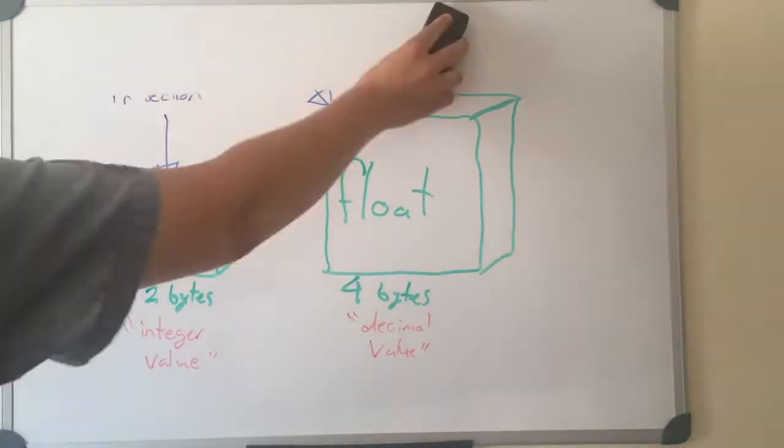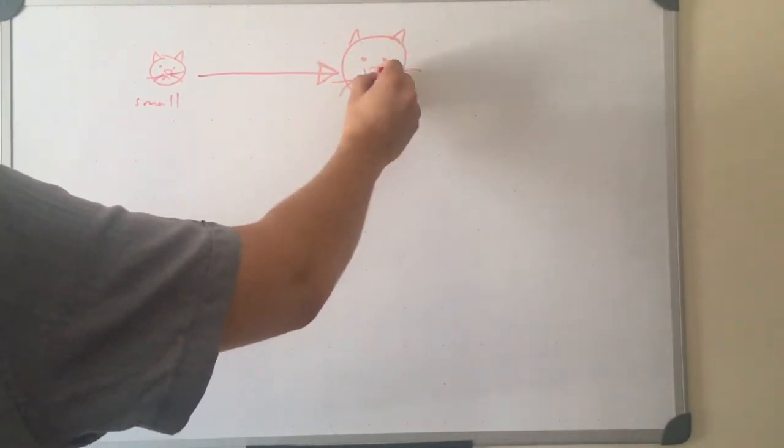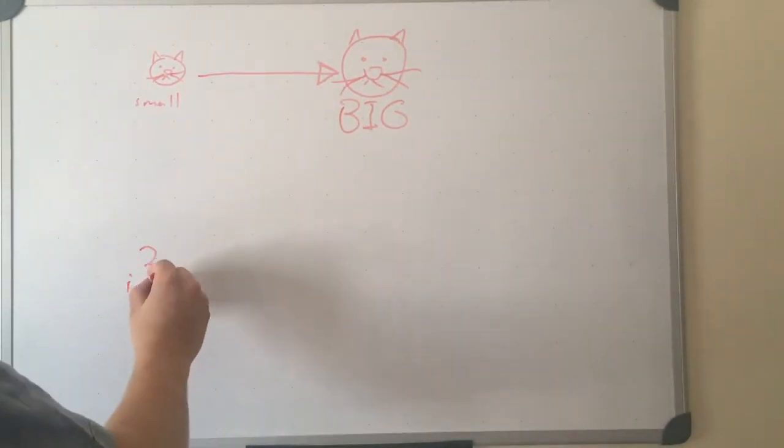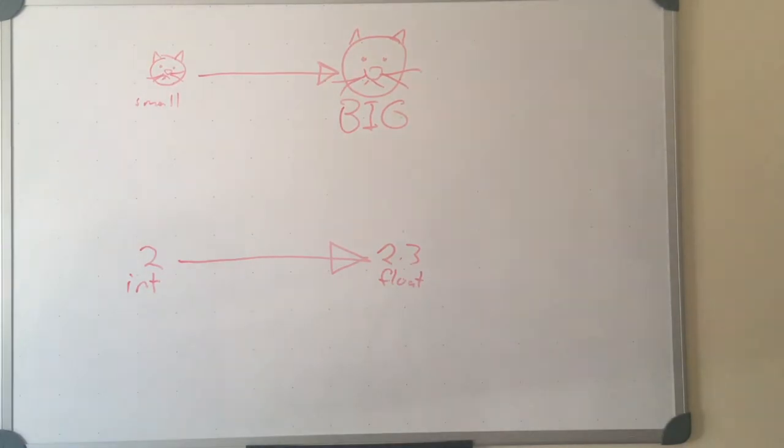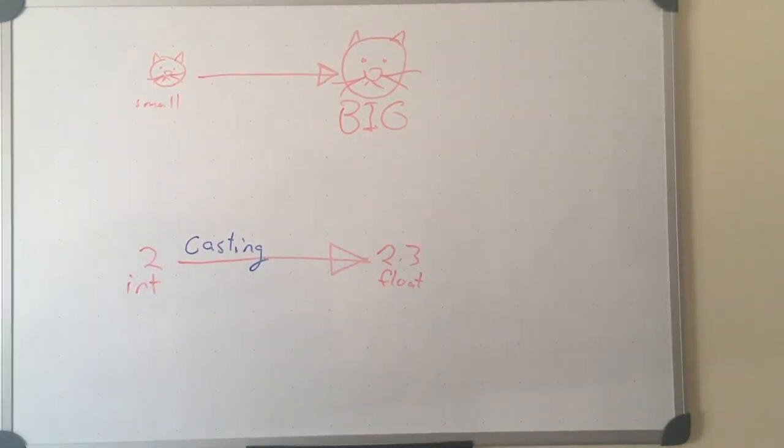However, we know that variables can change value and must often be manipulated. Like a small baby tiger that will eventually grow into a large beast, a variable may need to change data types throughout its life cycle. For this, we use something called casting to transition a variable from one type to another.